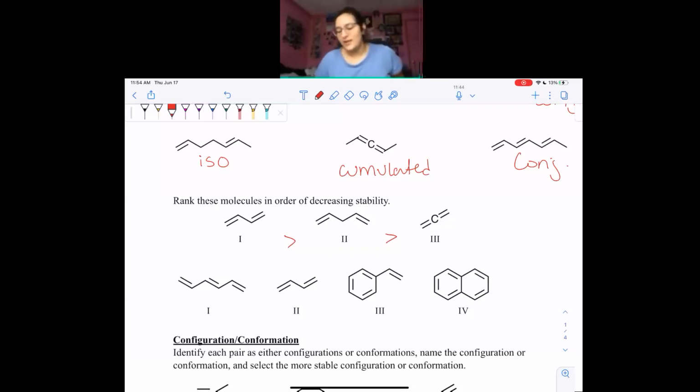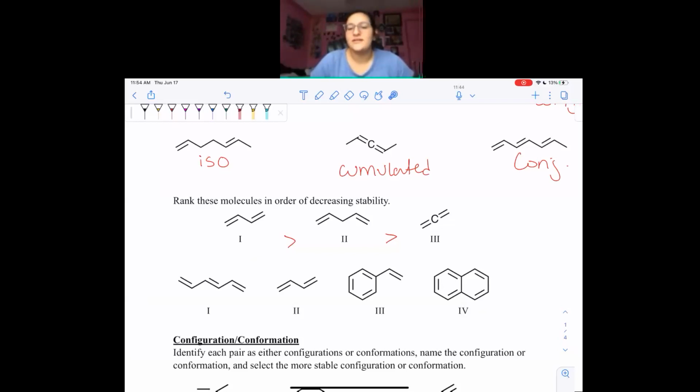Perfect. Good job. And for this second one, it's a little bit more challenging, so I'm going to help you walk through it. We said that conjugated is the most stable, but now all of these are conjugated. So we have a second level. We can't just say conjugated is the most stable. When we're looking at the difference between these, what do you think we're looking for? That was a little bit vague. When we're trying to figure out which one's most stable, what are we looking for?